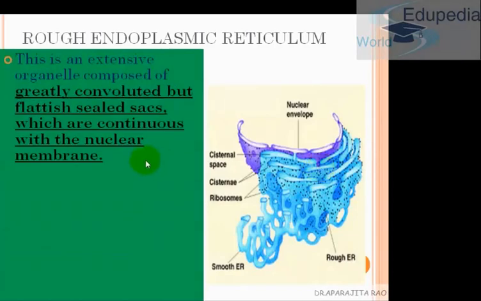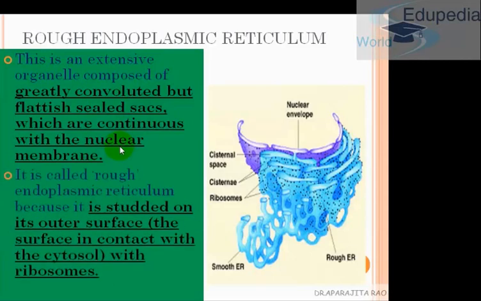In structure, the rough endoplasmic reticulum is greatly convoluted and flattish sealed sacs. It is continuous with the nuclear membrane. A flashback to the last video: if you remember, we discussed a diagram in which the endoplasmic reticulum was attached to the perinuclear membrane, and we did discuss it. So this is what we are talking about in this point.